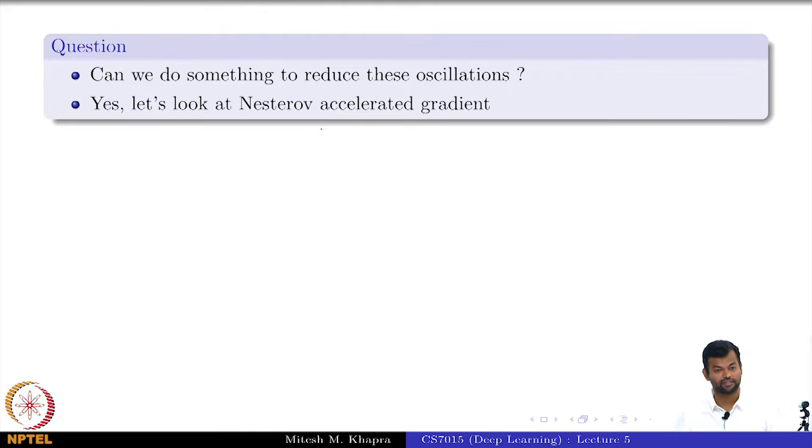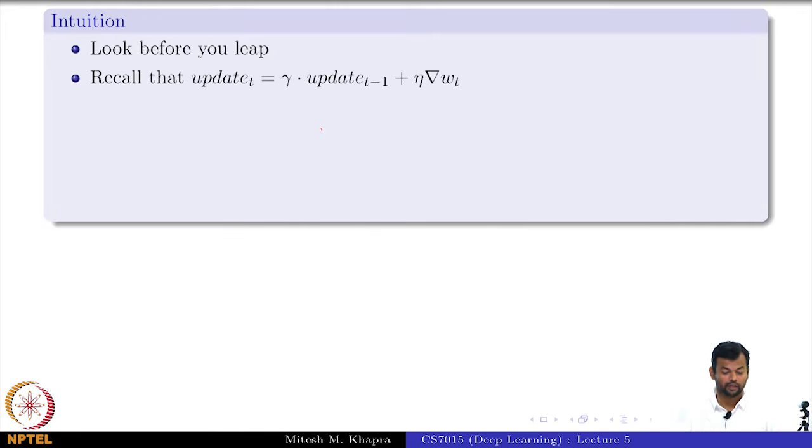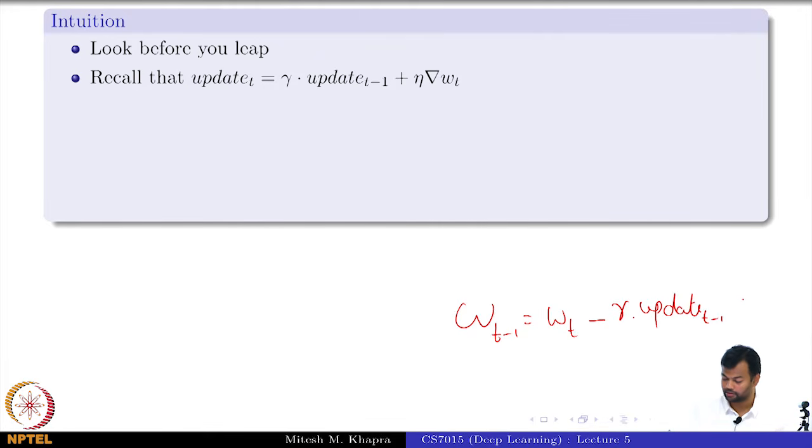So let's look at Nesterov accelerated gradient descent. The idea here is very simple. Look before you leap. Now remember that this was the update rule for momentum-based gradient descent. I'll write it down again. W_{t+1} is equal to W_t minus gamma times update_{t-1} minus eta times the gradient at the current point.